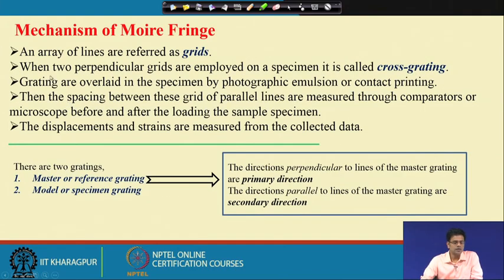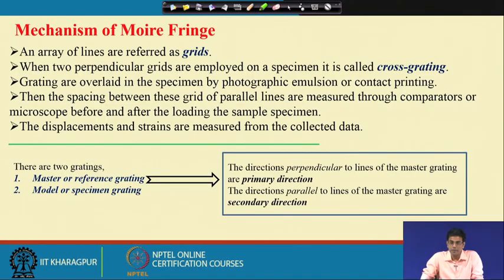Now, the essential mechanism of the moire fringes is an array of lines, which you have seen earlier. These are grids. When two perpendicular grids are employed on a specimen, it is called a cross grating. So, gratings are overlaid on the specimen by photographic emulsion, contact printing or any other means. Then the spacing between these grids or parallel lines is measured through comparators or microscopes before and after loading of the specimen, and the displacements and strains are measured. So, one is the reference grating. Essentially, it is a correlation.